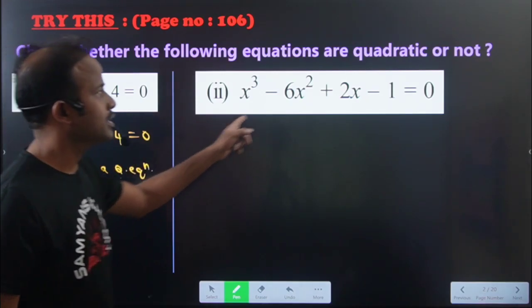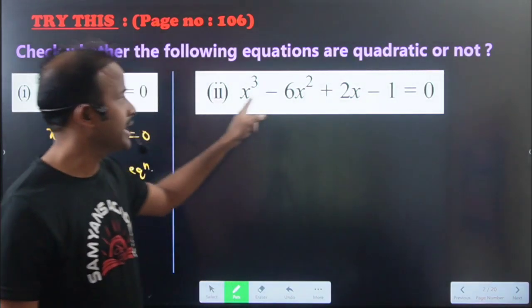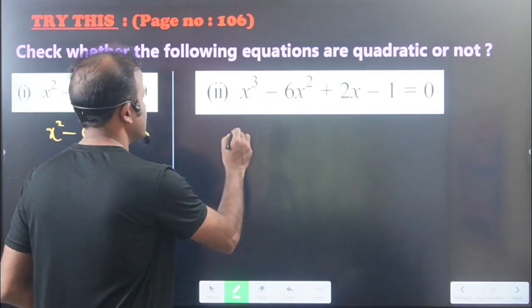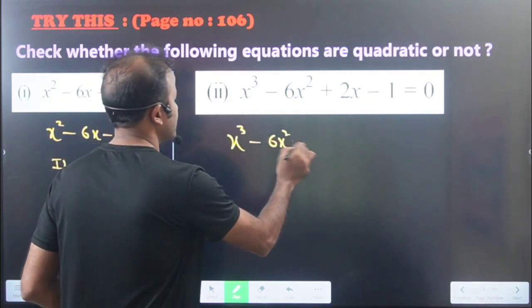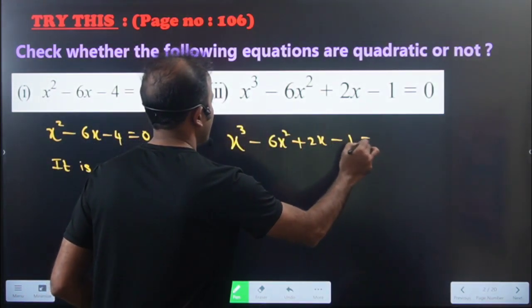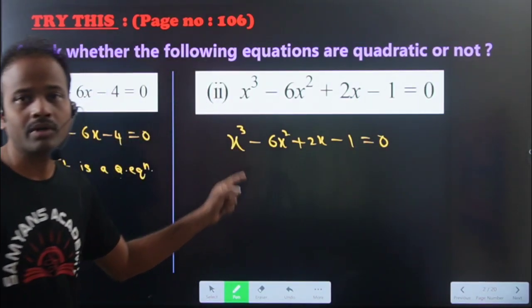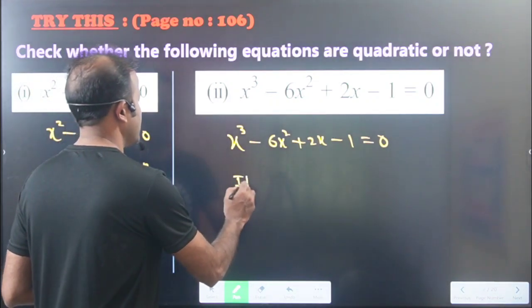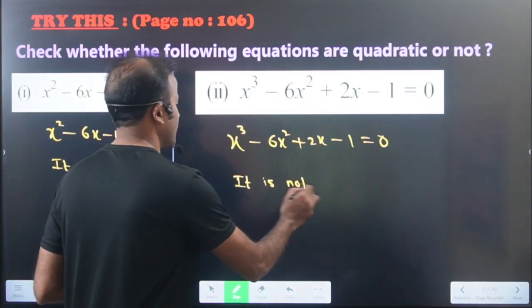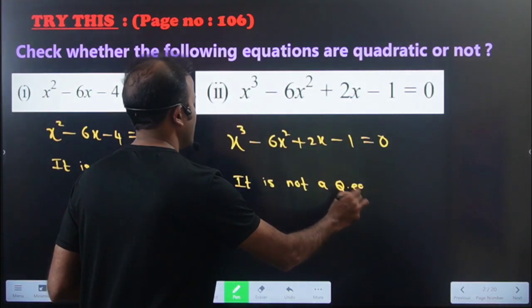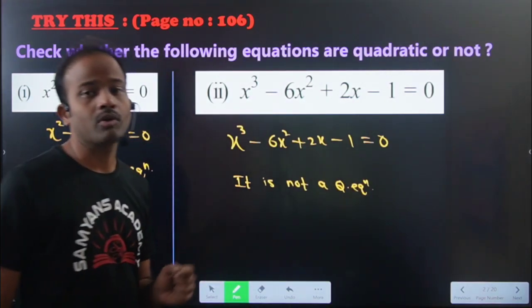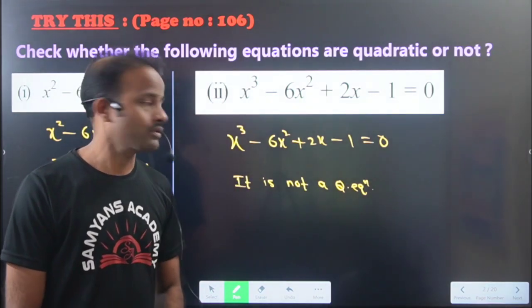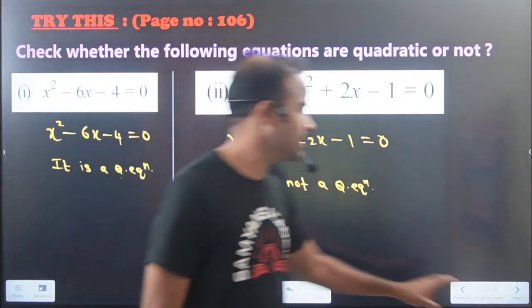Can you tell this is a quadratic equation? X cube minus 6x square plus 2x minus 1 equal to 0. What is the highest power of variable we have in this equation? Highest power of variable 3 ఉంది కాబట్టి it is cubic polynomial అవుతుంది, ఇది quadratic polynomial అవ్వదు. So it is not a quadratic equation. Why it is not a quadratic equation? Can you tell? Because here highest power of variable is not 2. Here highest power of variable is how much here? 3 is there. So it is a cubic polynomial. So it is not a quadratic equation.